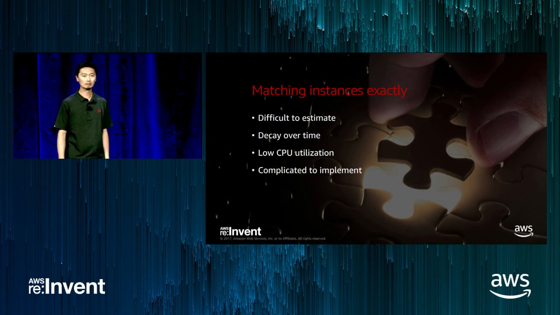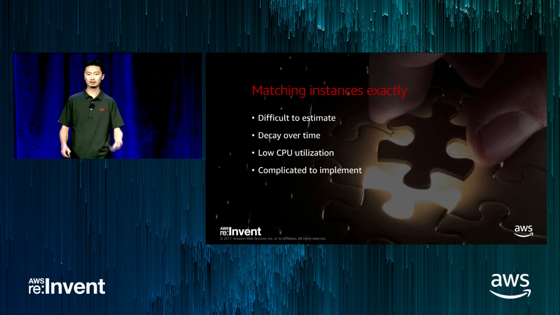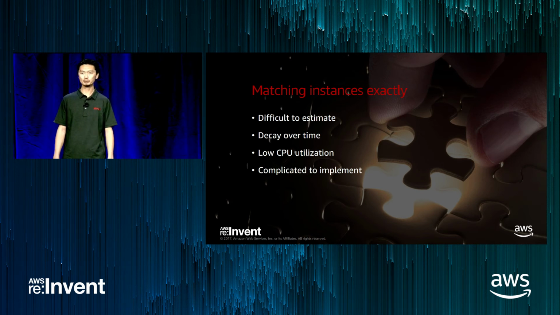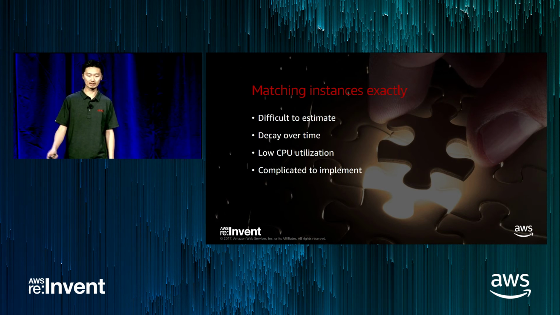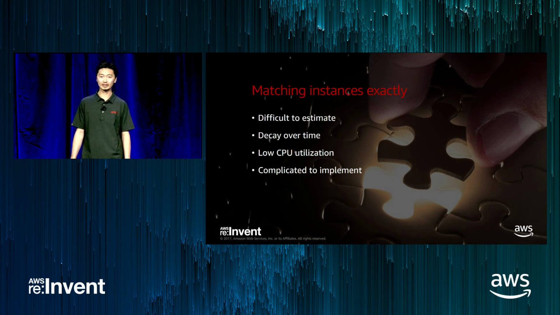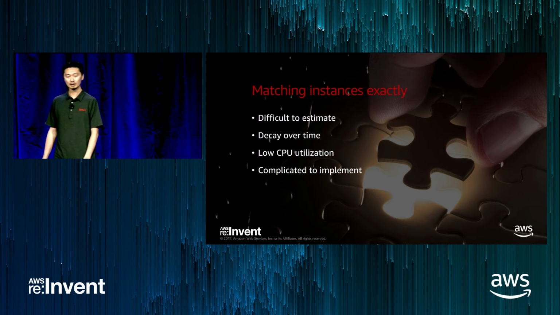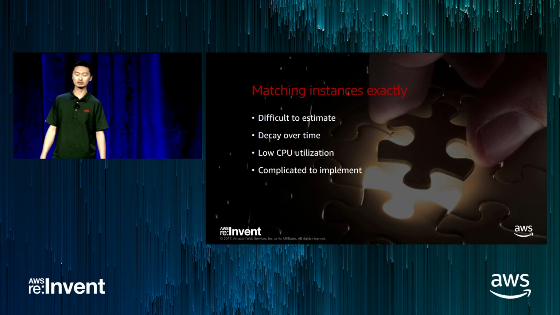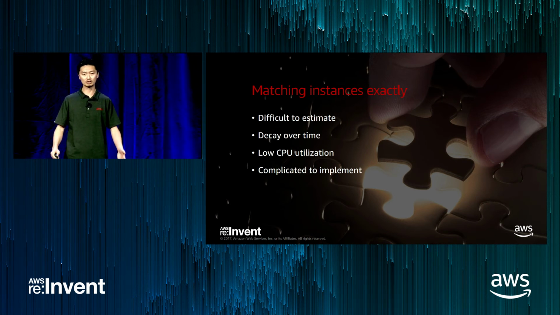So what do we do? We usually overestimate just to be safe, and that results in very low CPU utilization. And there goes the efficiency. Finally, it's very complicated to implement this. If you have the autoscaler try to find a mix and match of many, many different instance types across 40 or 100 different microprocessors, it's a very difficult problem to solve.